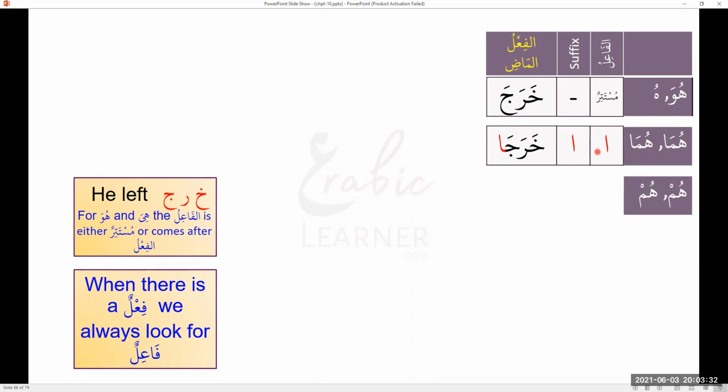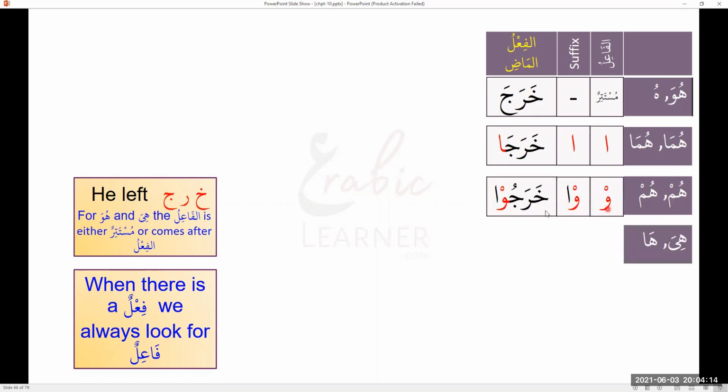So now kharaja means they both left. Okay. Again, here the dhamir muttasil, the attached pronoun, is huma here. Huma is not getting attached. But here the purpose of showing with each pronoun is that pronouns indicate first person, second person, third person during the conversation in any language, and how the fi'l changes when you're conversing and talking, related to the different 14 types of pronoun.